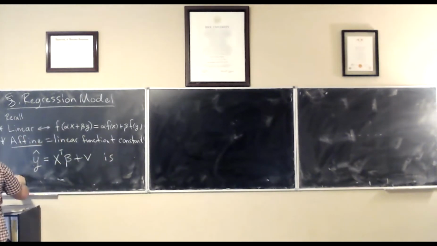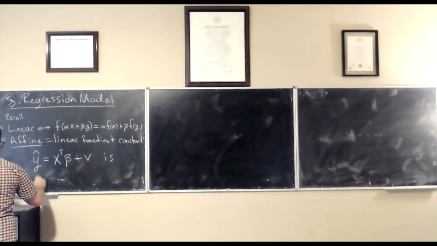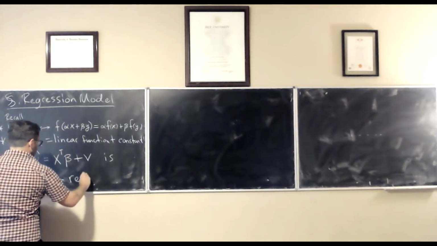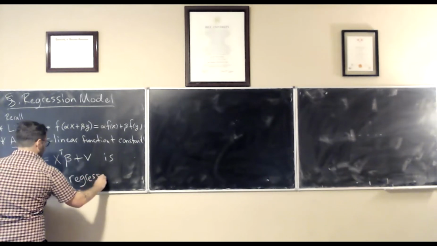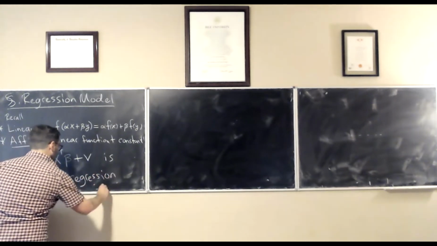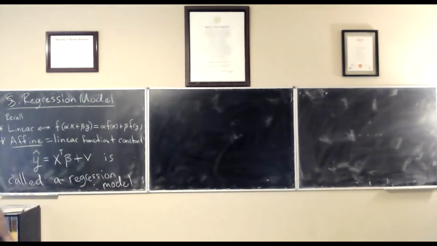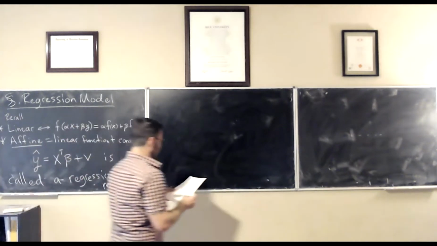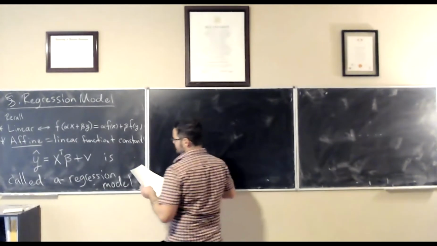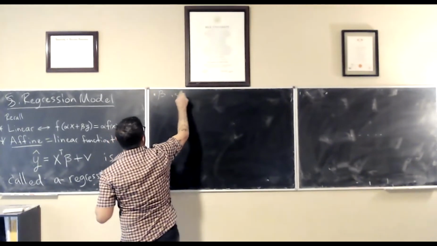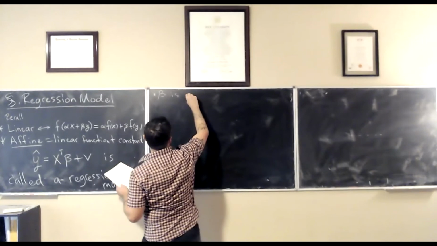is called a regression model. Okay. Now your input here is x, but what is beta? What is v? So beta is just some n vector.